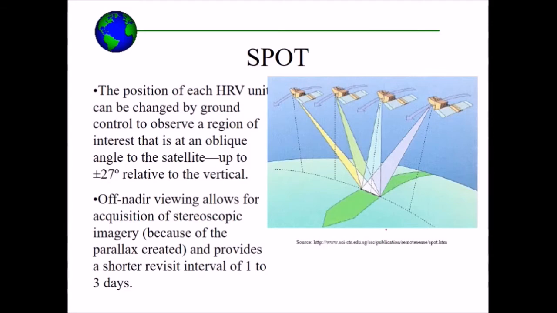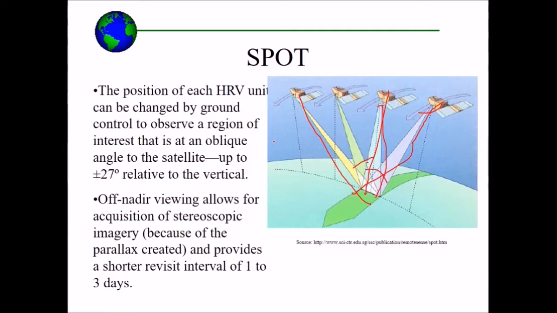So this is SPOT. The position of each HRV unit can be changed by ground control to observe a region of interest at an oblique angle, up to plus or minus 27 degrees relative to the vertical. So if this is vertical, this angle can be plus 27, this angle can be minus 27. This is how the coverage actually increases. This is the nadir, and off nadir means these.